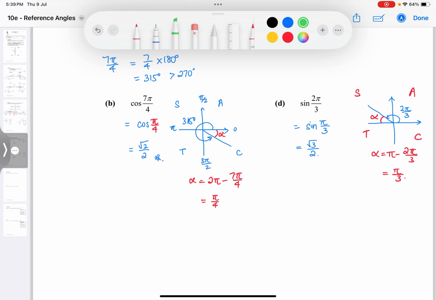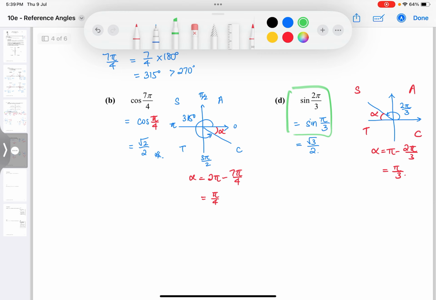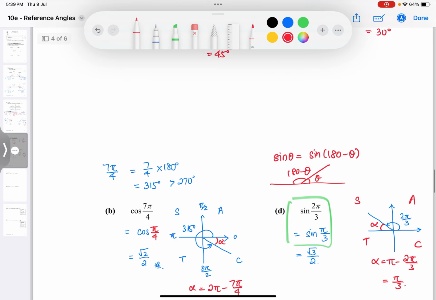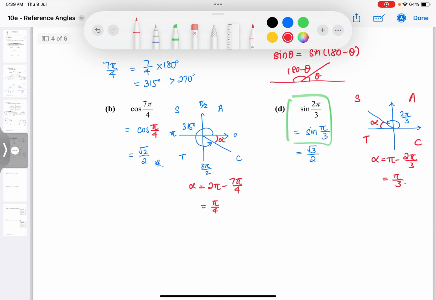Now, this property shouldn't be new to all of you. We learnt it in the previous sub-chapter, or previous worksheet, that sine of the angle is equal to sine of 180 minus the angle. So the angles that are supplementary of each other actually have the same value. ASTC is an extension of what you all learned about that.